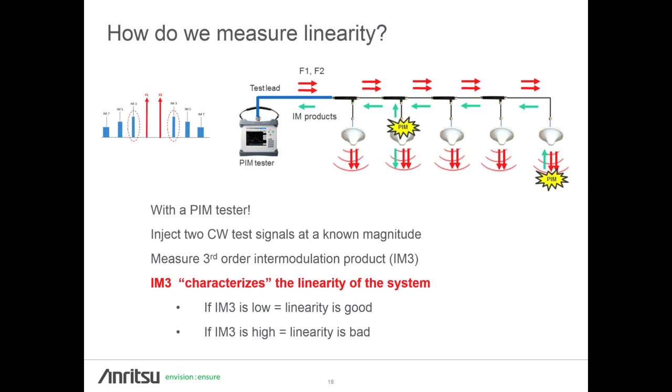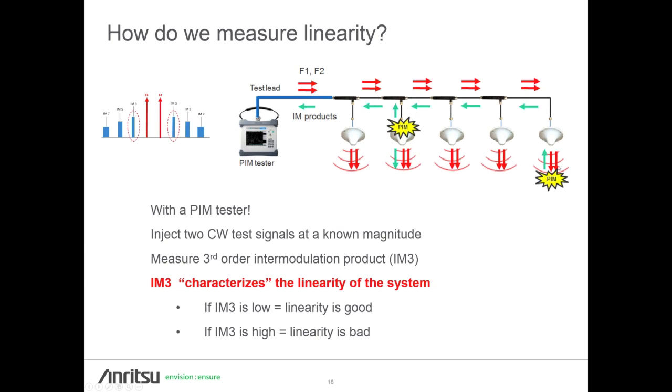And how do we measure linearity? Well, we use a PIM tester. A PIM tester is a specific instrument designed to test linearity. And we do that by transmitting two known frequencies into the system, and we transmit those frequencies and hope we never see them coming back, because the instrument is designed to measure the noise that's created by those signals as they pass through the system.